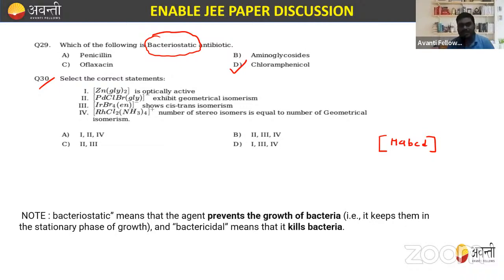Does IRBR4 show cis trans isomerism? No, because IBR4 doesn't show cis trans isomerism. Okay, so this option is eliminated. So the next option is RsCl2 4 plus, number of stereoisomers is equal to the number of geometrical isomers. Absolutely correct. It means which option is correct? Option number 1, 2, and 4. So option A is the correct answer for this question. Right? I have got it. If you have any doubt, beta, you can please ask me. Okay.